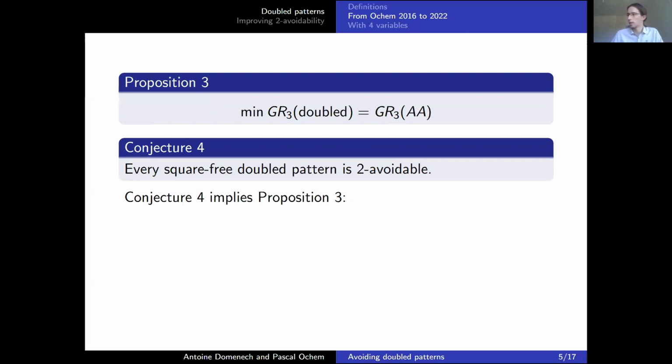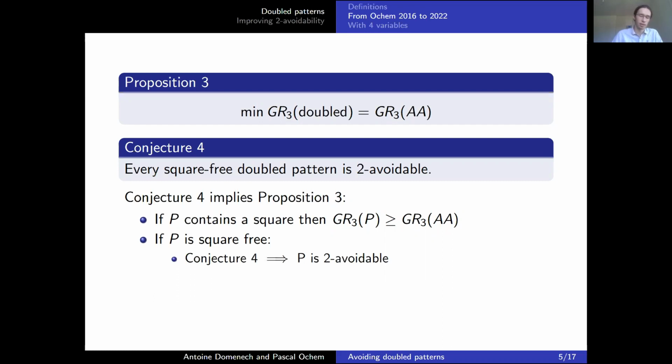Why? Well, let's do it. So we want to prove proposition 3. First case, if it's not square-free, then P contains a square. Then any word avoiding squares avoids P. So there are at least as many words avoiding P as squares. So the growth rate of P is at least the growth rate of squares. That's the first case. For the second case, if P is square-free, then we can apply the conjecture.